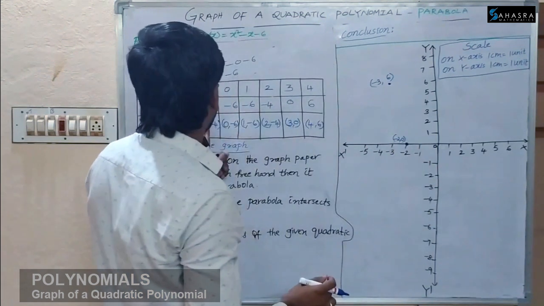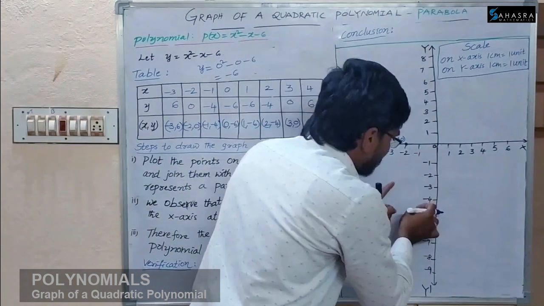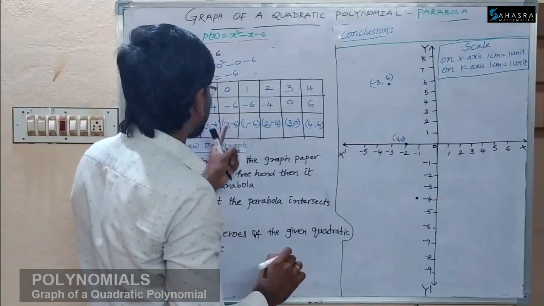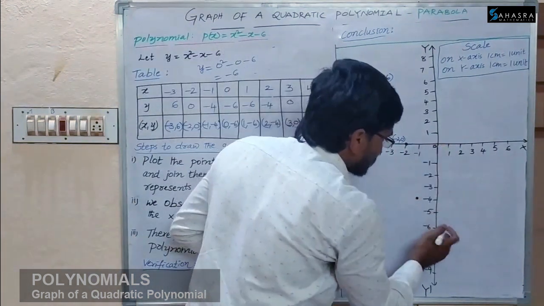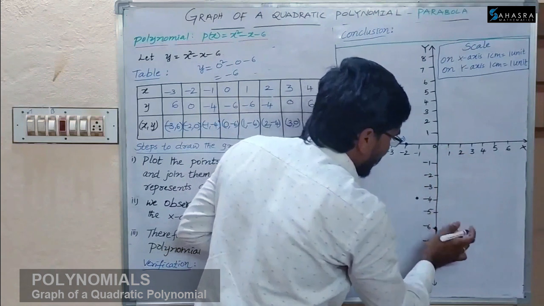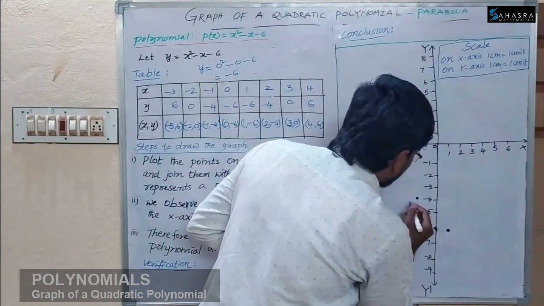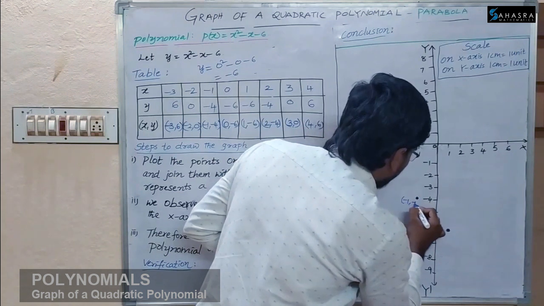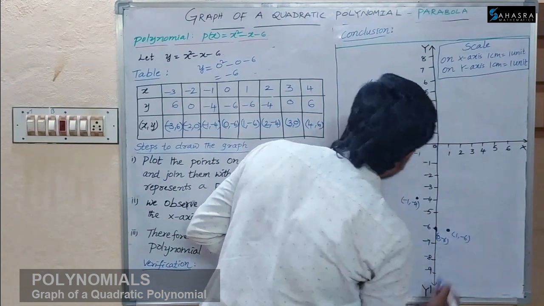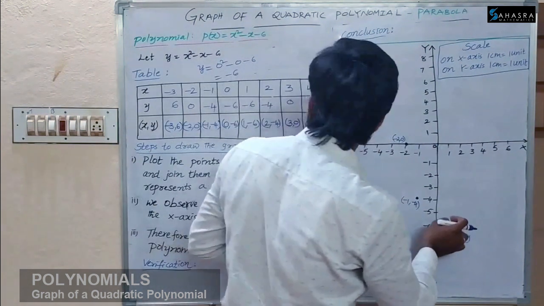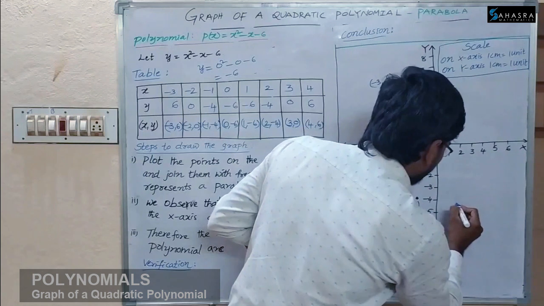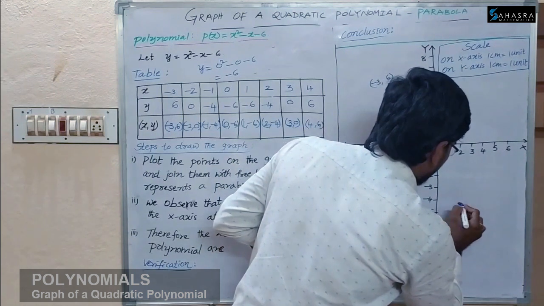Third point, minus 1 comma minus 4: on the x axis minus 1, y axis minus 4. This is the point. Next one is 0 comma minus 6: on the x axis 0, y axis minus 6. And 1 comma minus 6: on the x axis 1, y axis minus 6. So we have minus 1 comma minus 4, 0 comma minus 6, 1 comma minus 6, and 2 comma minus 4: x axis 2, y axis minus 4. This is the point which is in the fourth quadrant.